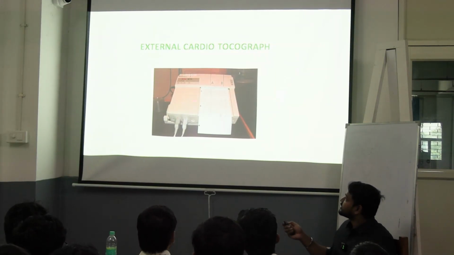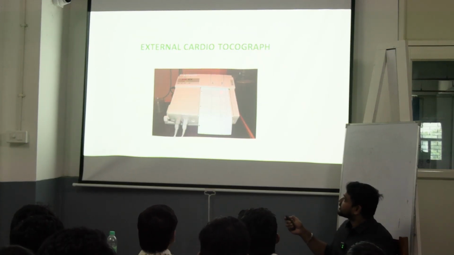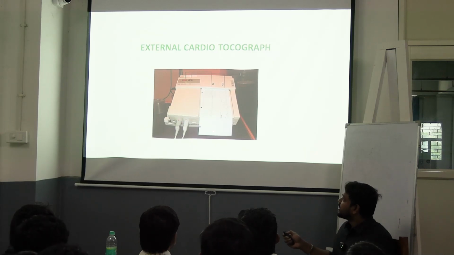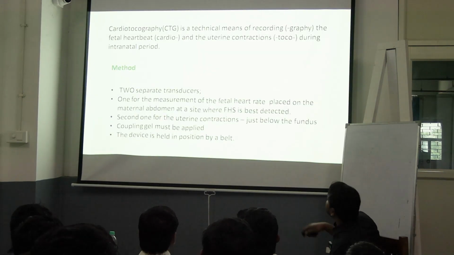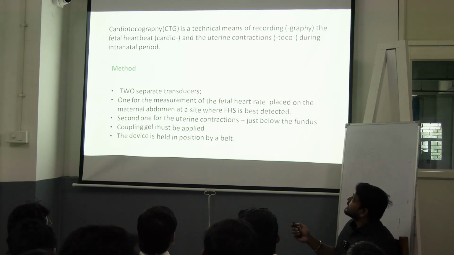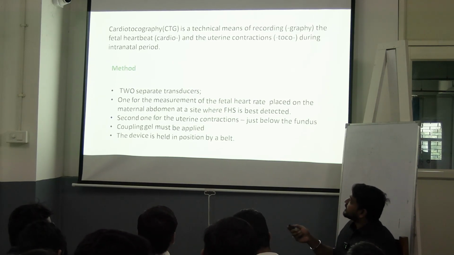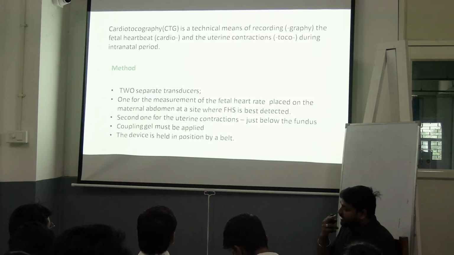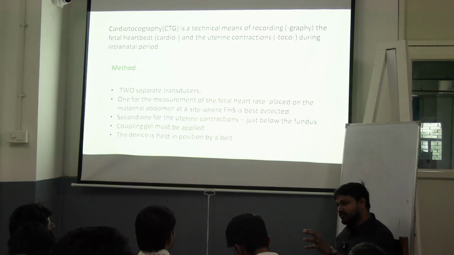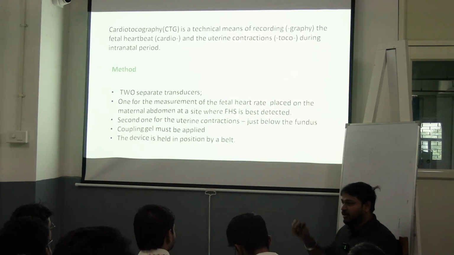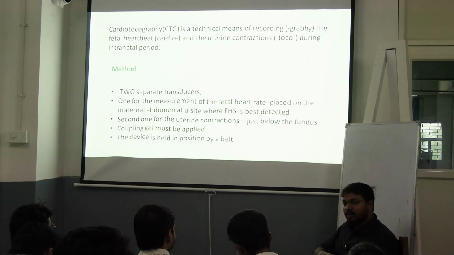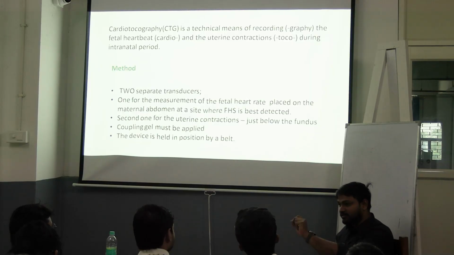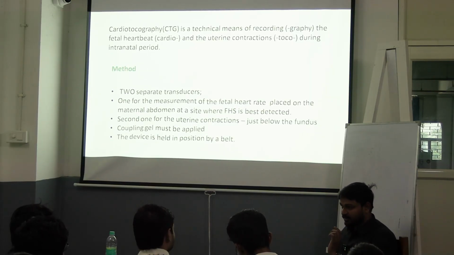See, this is the CTG machine. This is the CTG strip. It has 2 columns. This column is for uterine contraction. This column is for heart rate. So as I told, it is a technique to record fetal heartbeat and the uterine contraction during the intranatal period. We have 2 separate transducers. One transducer records the fetal heartbeat and one transducer measures the contraction. With one transducer we will record the fetal heart rate. We will position it where we can hear the fetal heart rate.